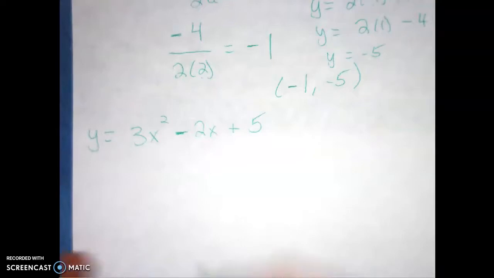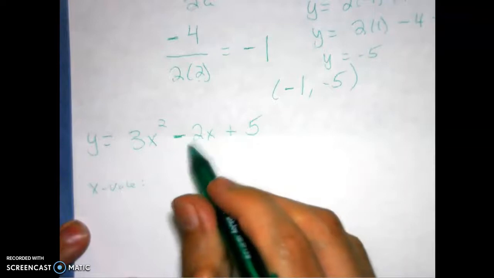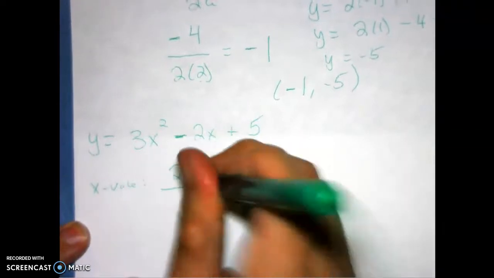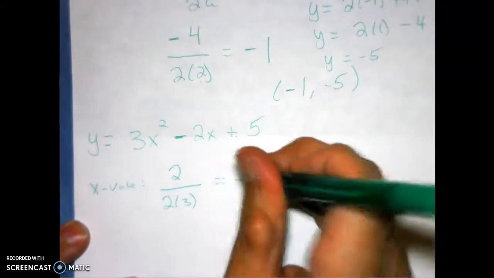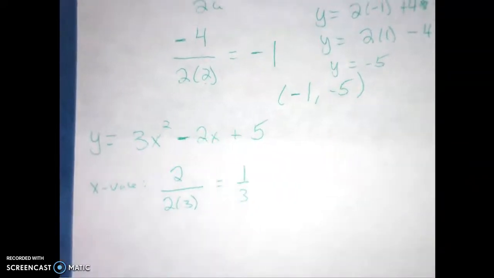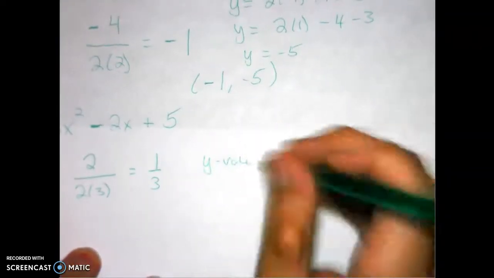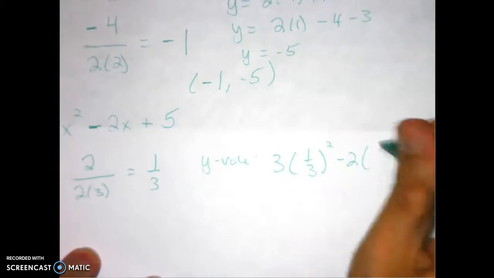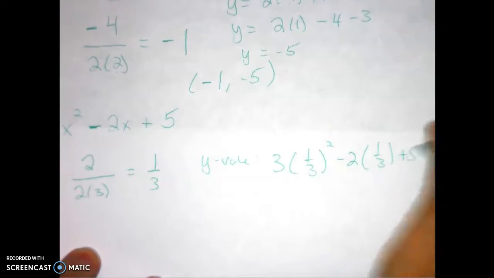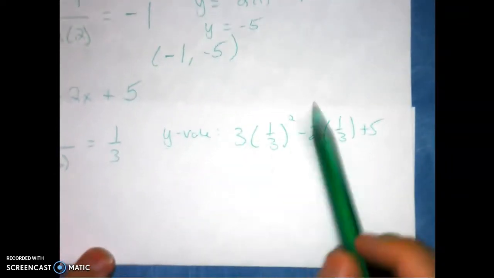Okay, welcome back. So for the x value, it's opposite of b, so b is negative 2, so it's 2 over 2 times a. Well, that simplifies to 1/3. Now for my y value, I plug in the 1/3, so 3 times 1/3 squared minus 2 times 1/3. This is not the worst in the world. You could do this times that.